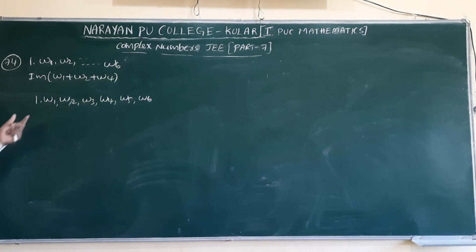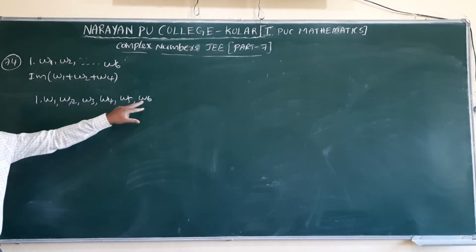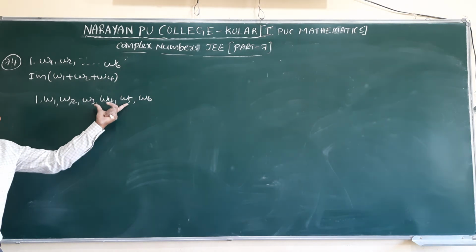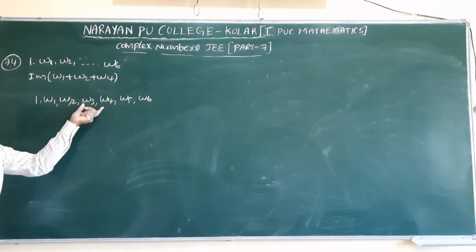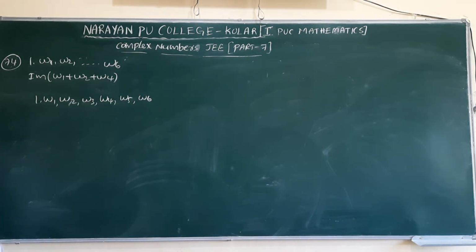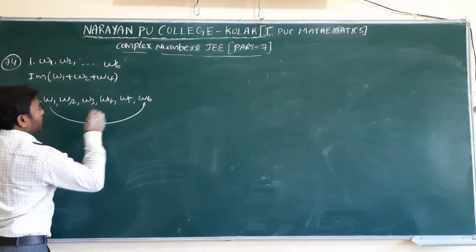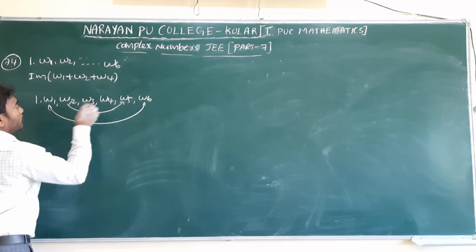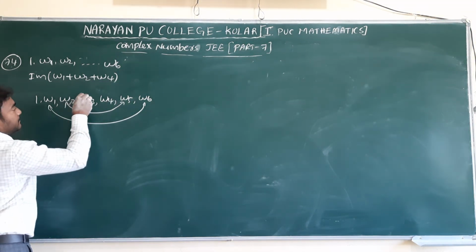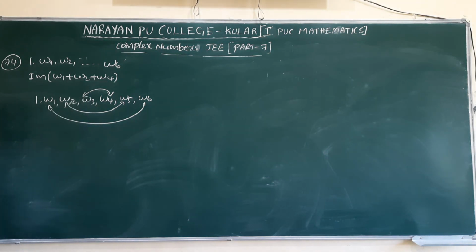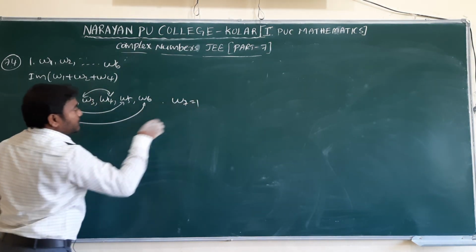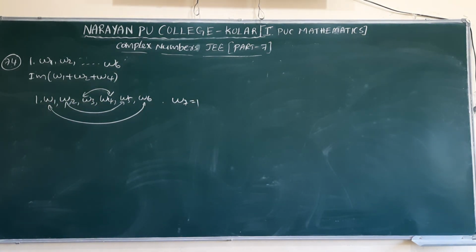Here omega 1 and omega 6 are conjugate to each other, omega 2 and omega 5 are conjugate to each other, omega 3 and omega 4 are conjugate to each other. But here the 7th term should be omega 7, whose value is 1.